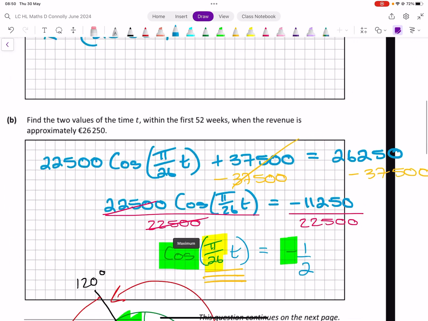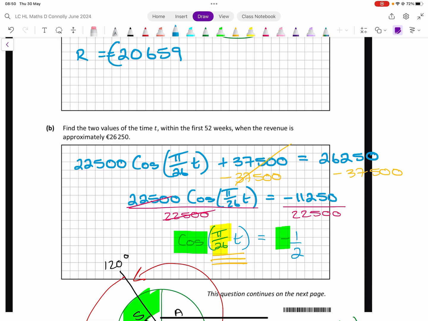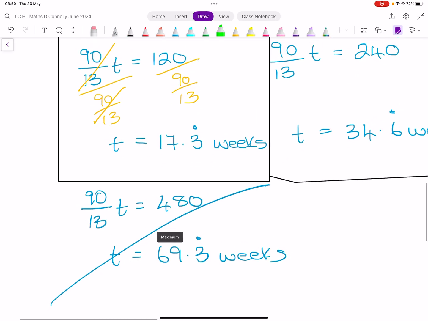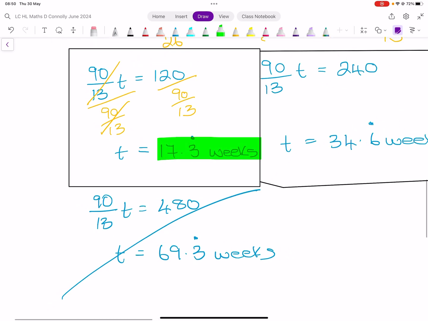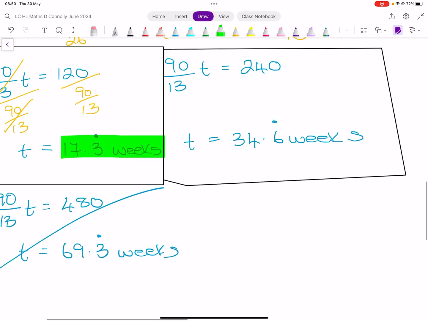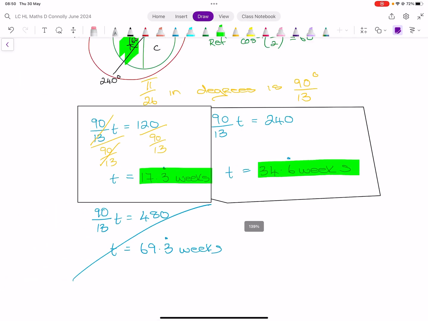Okay, find two values of t within the first 52 weeks when the revenue is 26,250. It doesn't want me to round. There are my two answers: 17.3 recurring weeks, and 34.6 recurring weeks. Okay?